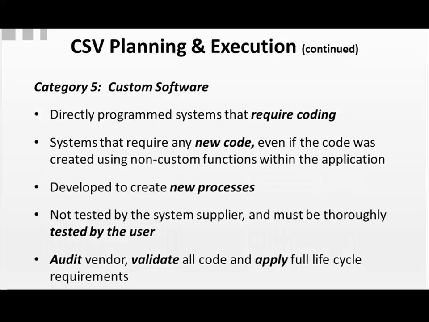With Category 5, we have the most complex type of software. It's software that is directly programmed, requiring coding. Any system that requires the new code, even if it was created using non-custom functions within the application, is considered customized. You want to develop this to create new processes or to mimic the processes that you don't want to change in your operation. It's typically not tested by the system supplier and must be thoroughly tested by the user.